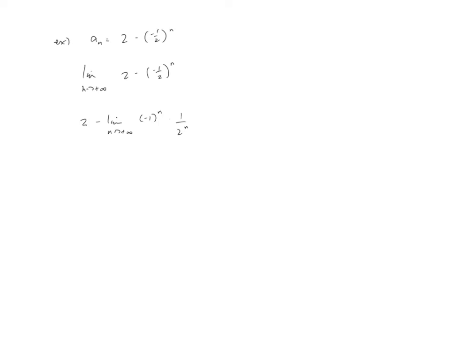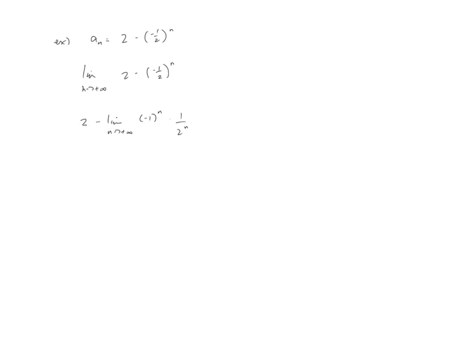Now, again, what I've done is essentially just distributed the limit. The limit of a constant is a constant. Then I went in there. That negative is right here. I split up the numerator and denominator both to the nth power. So there's my (-1) to the n times 1 over 2 to the n.